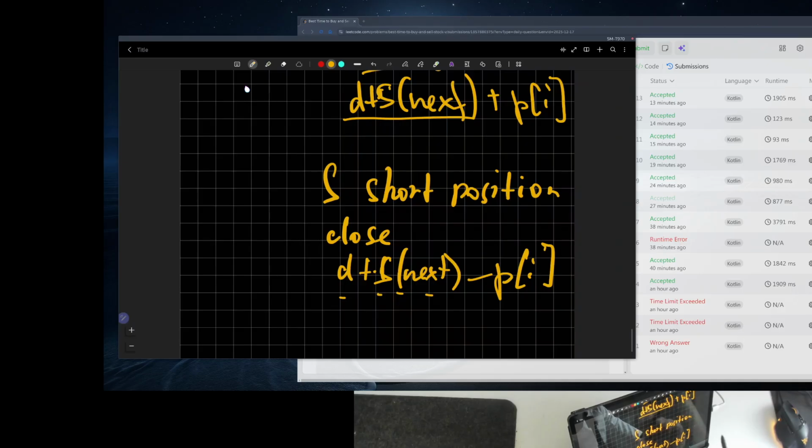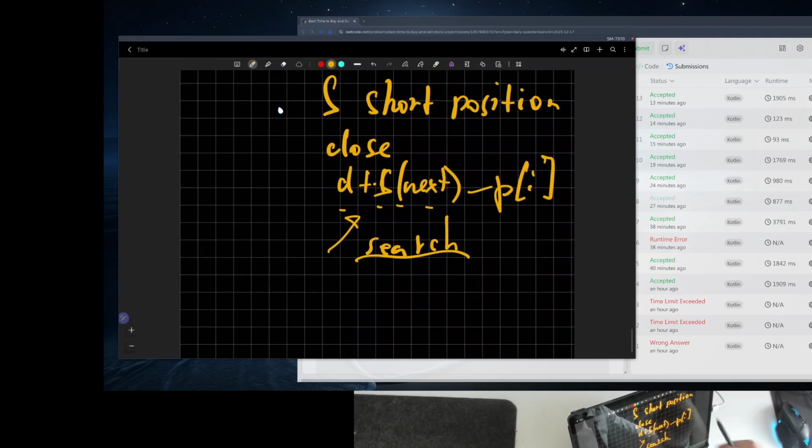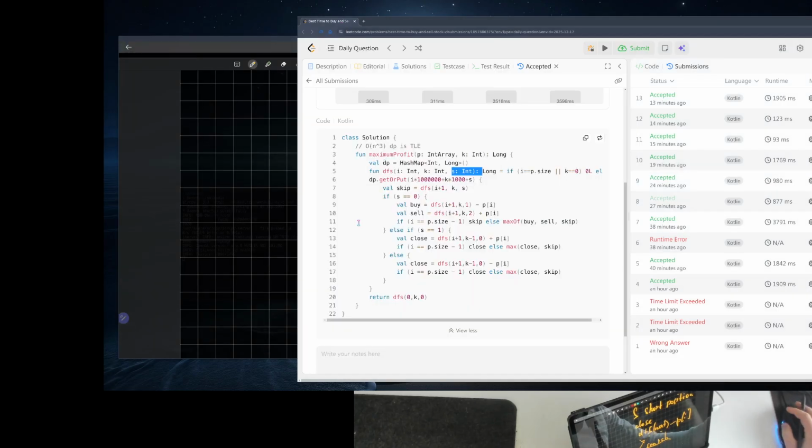So this is how it works, and given that, you can encode all the search inside the DFS. Search happens inside the DFS, and you don't have to do it in an iteration loop. So let's look at the code. S equals 0 means we are free to skip, buy, or short sell. This is fine, and you just look for the best of these three options.